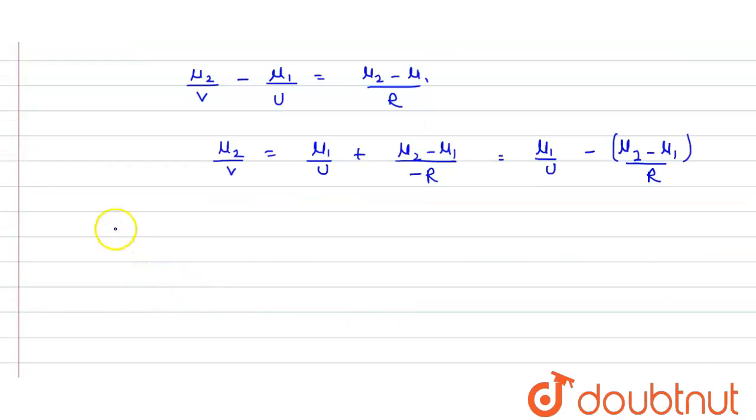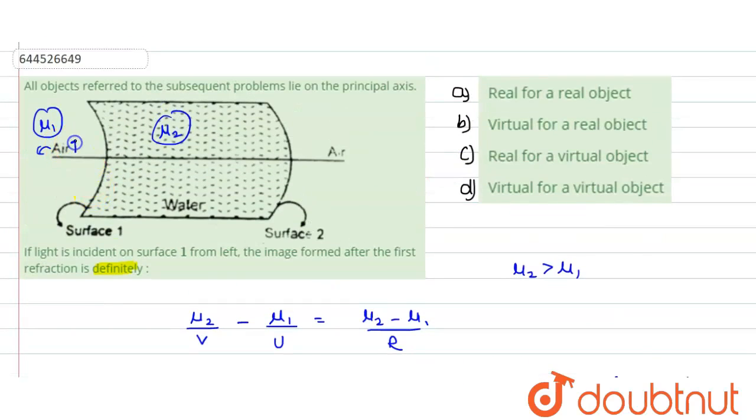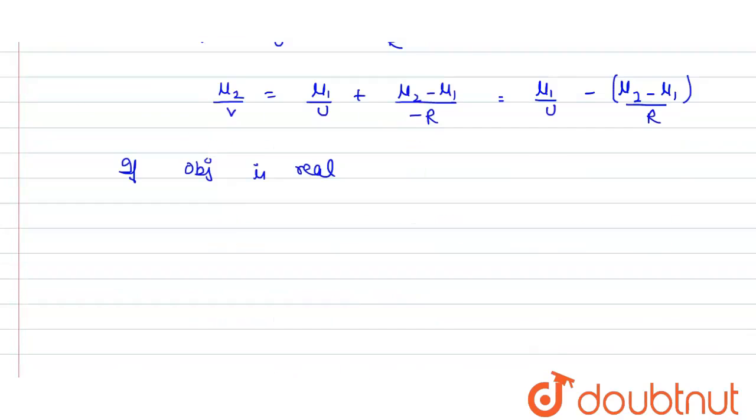Now if the object is real, where would the object be placed? The object would be placed on this end, somewhere here. For an object placed on the left side, what would u be? u would be negative, because it is measured opposite to the direction of the incident ray. So if the object is real, we can rewrite this expression as mu2 divided by v. For v, we don't know anything, so we are starting from here. It would be equal to minus mu1 divided by u minus mu2 minus mu1 divided by r.